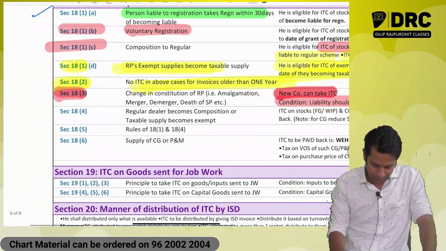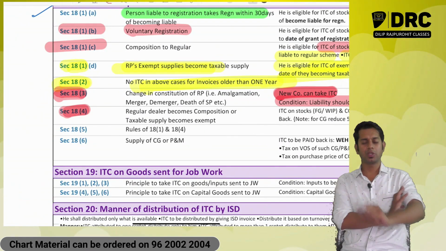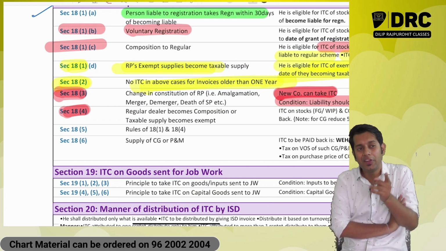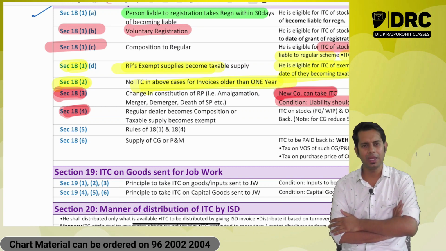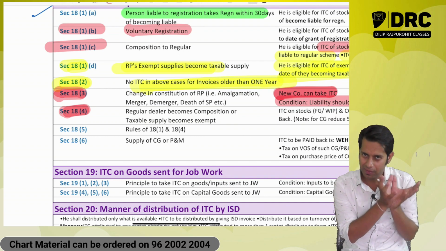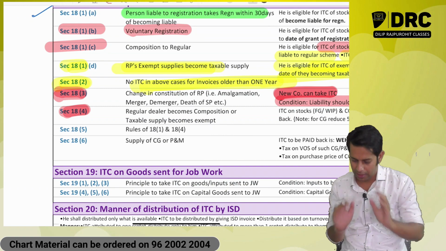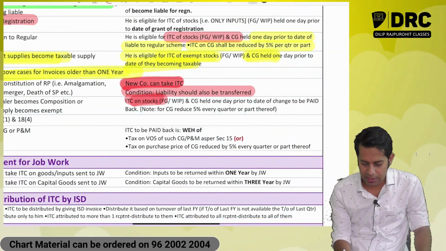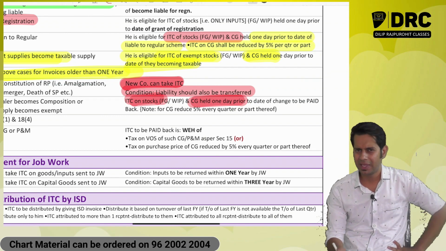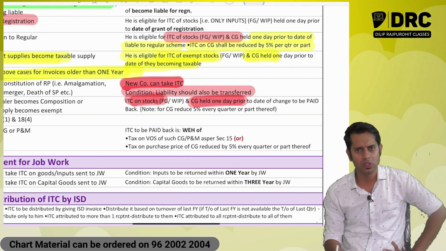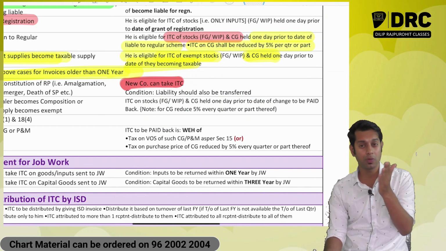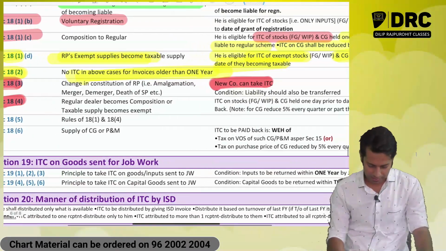Section 18 subsection 4, if a regular dealer is becoming a composition dealer or if the taxable supply is becoming exempt supply, then whatever input tax credit is available with you is required to be reversed. ITC on the stocks is required to be paid by you, and also on the capital goods which were exclusively used for making that exempt supply or which are used by the composition dealer is required to be reversed. On capital goods, ITC is required to be reduced by 5% per quarter or part thereof.